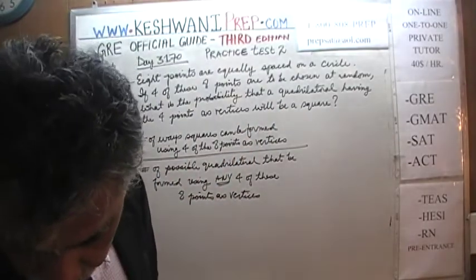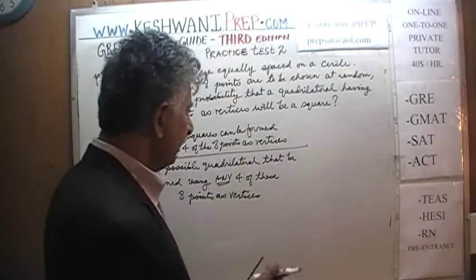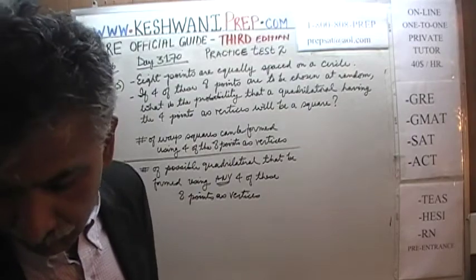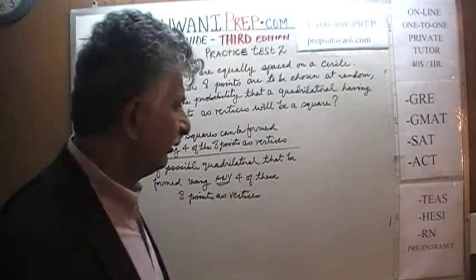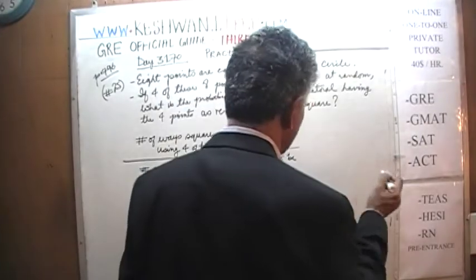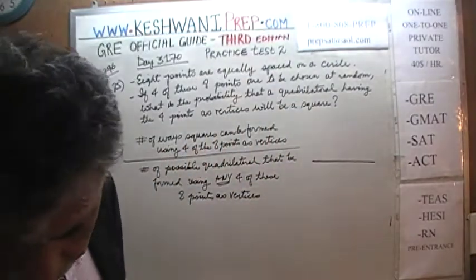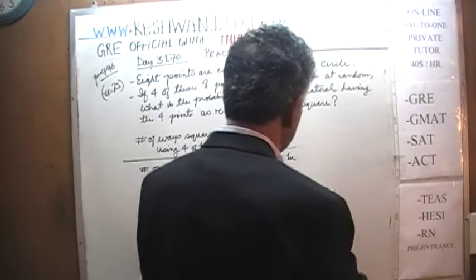If they're not equally spaced, it's very difficult to form a square. You understand? It's not a problem to form a quadrilateral, but you will not necessarily get a square out of it if they're not equally spaced. So let's take a look at it. Since there are eight of them, that makes our life actually easy in terms of locating them.